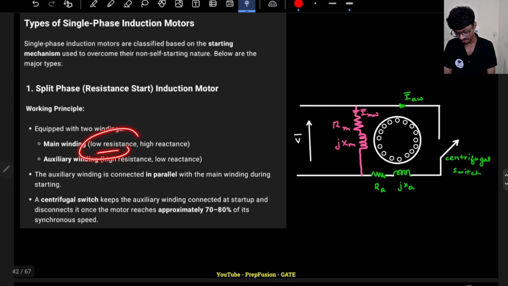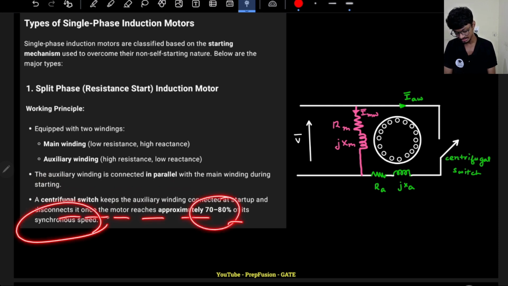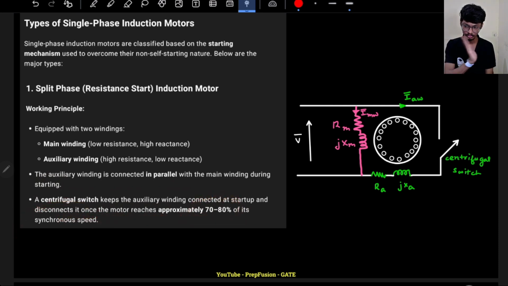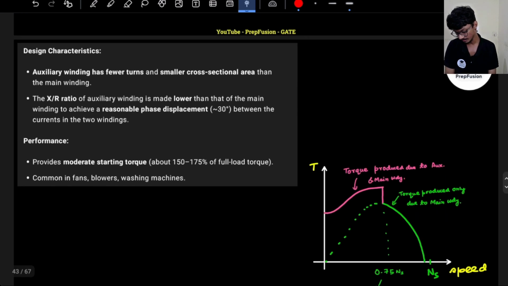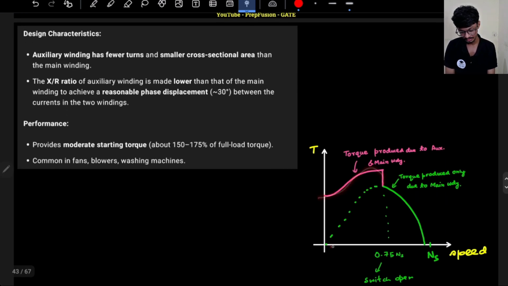The main winding will have low resistance, high reactance. The auxiliary winding will have high resistance, low reactance. The auxiliary winding is connected in parallel with the main winding during starting. A centrifugal switch keeps the auxiliary winding connected at startup and disconnects it once the motor reaches approximately 70 to 80% of the synchronous speed. The centrifugal switch will be closed at starting, and it will be opened after the motor reaches 70 to 80% of the synchronous speed. Okay, so this is the torque speed characteristics as I was explaining.